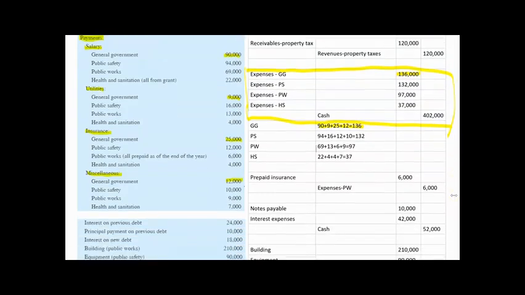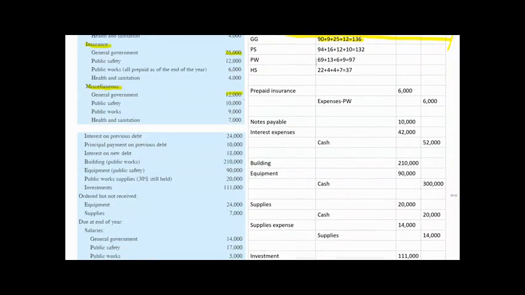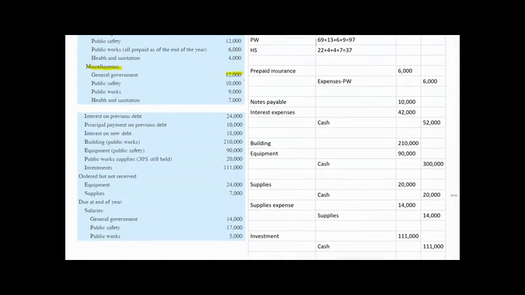Alright, then let's move on to other expenses. The first one, in another table, is related to the payment for the debt. There are payments for the principal of the debt, and then payments for the interest on the debt. The payment on the principal is 10,000.